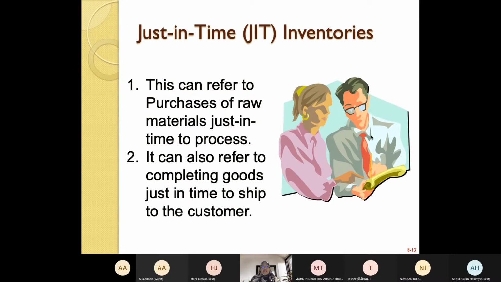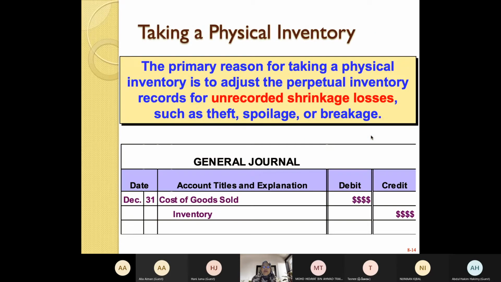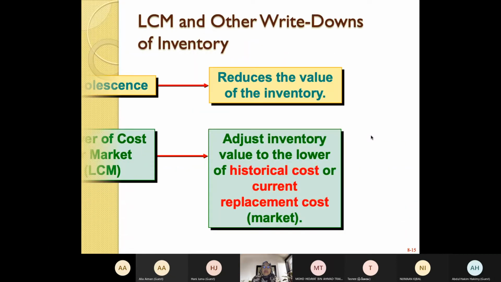So have you heard of just-in-time inventories? This is another method where you will order your inventories using just-in-time. When you do your management accounting, you will go into this in more detail, right? When you do a physical stock take, we mentioned your shrinkage. So when there's a shrinkage, you debit your cost of goods sold and credit your inventory, right?